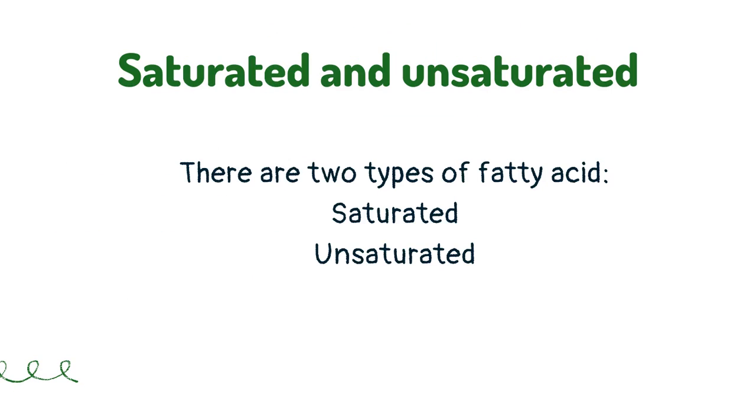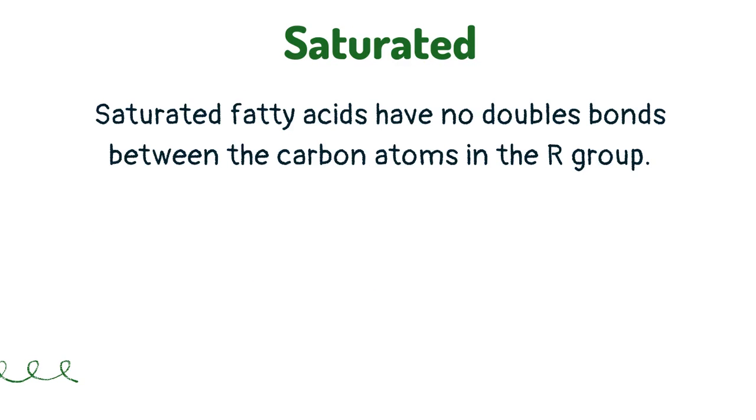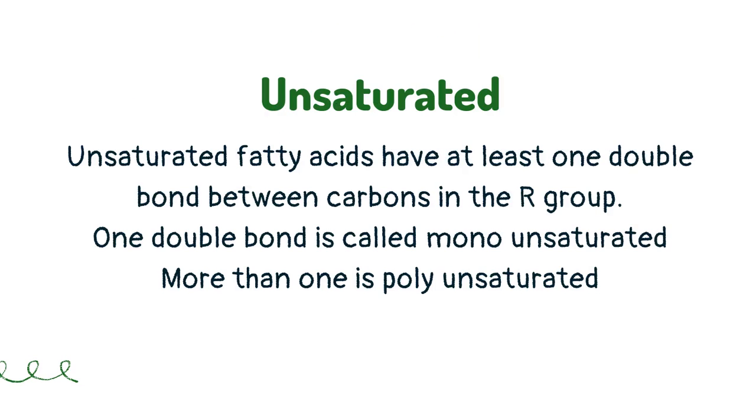There are 2 types of fatty acid, saturated and unsaturated. Saturated fatty acids have no double bonds between the carbon atoms in the R group. Unsaturated fatty acids have at least 1 double bond between carbons in the R group. 1 double bond is called monounsaturated, more than 1 is polyunsaturated.